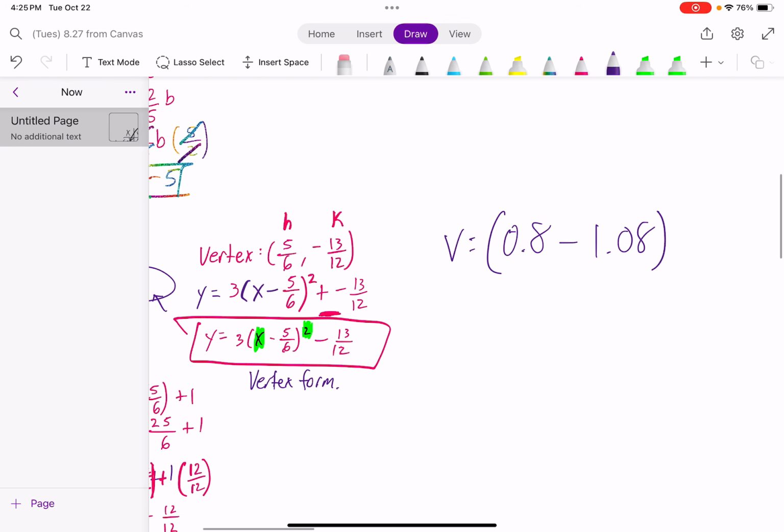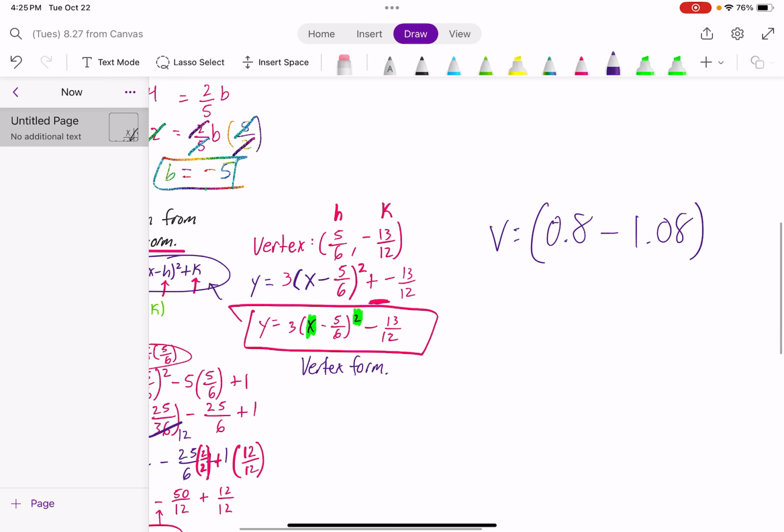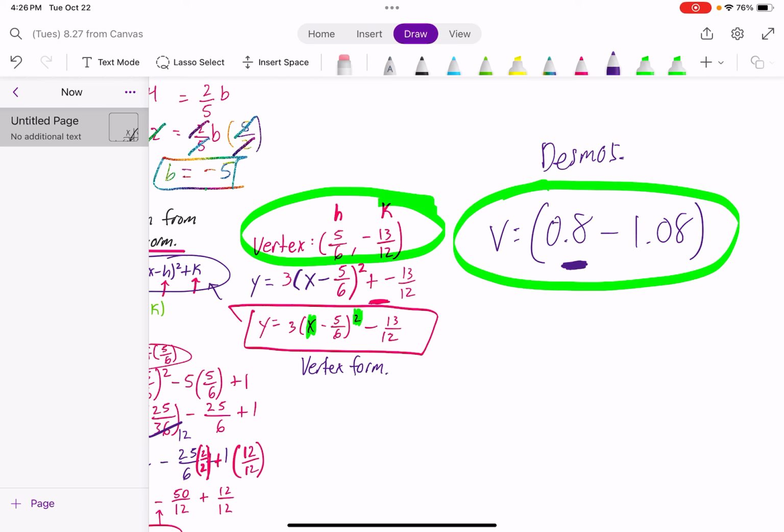Well, if we wanted to compare what we got from our calculation and what we got from Desmos, what's the difference? Well, it looks like 5/6 is less than 1, right? It's less than 6/6. That's probably 0.8. And it looks like negative 13/12 is more than 1, just slightly. This is negative 1 and 1/12. Well, that's probably it right there.